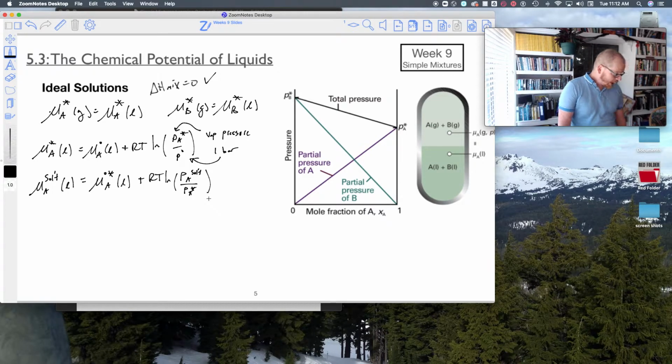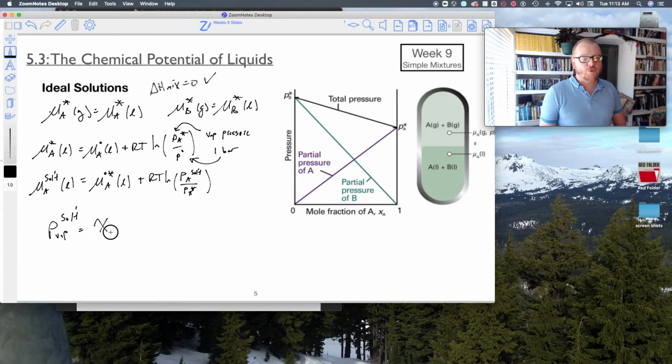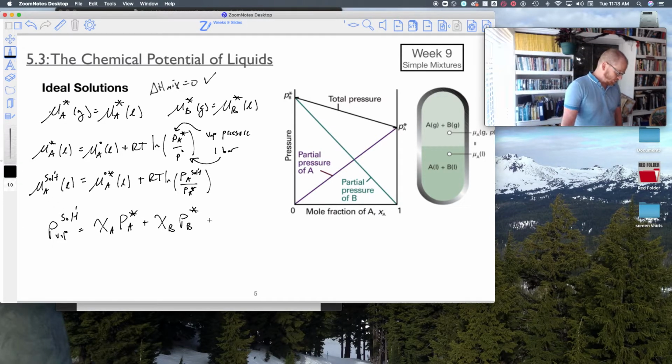And if we were to continue expanding on this with B as well, and we also use Dalton's law of partial pressures, I'm not going to fully derive this, but we would end up arriving at Raoult's law, that says the vapor pressure of the solution is equal to the mole fraction of A times the vapor pressure of pure A plus the mole fraction of B times the vapor pressure of pure B.